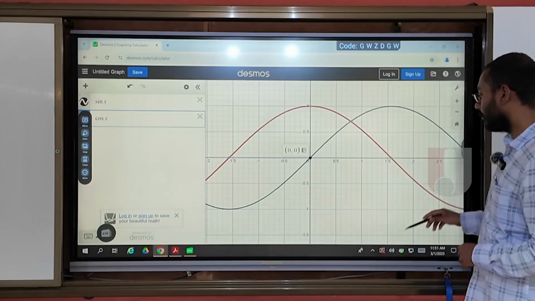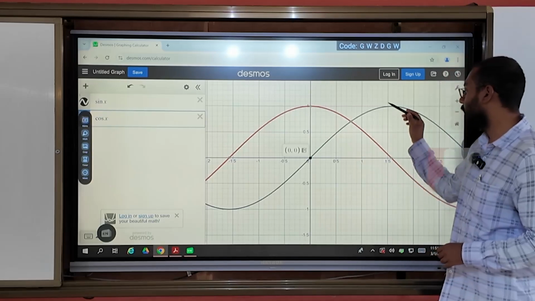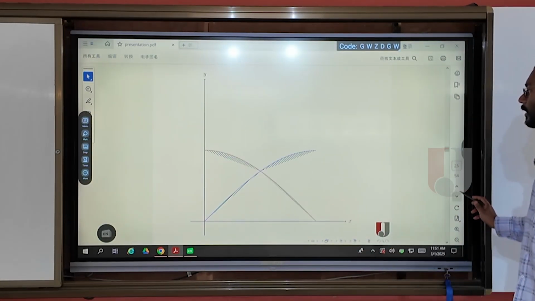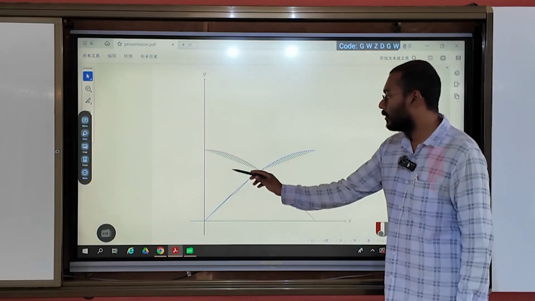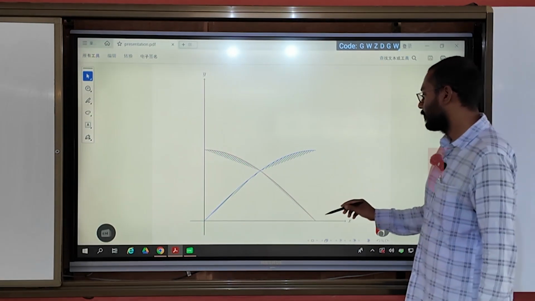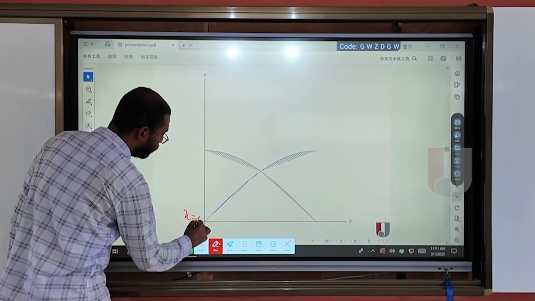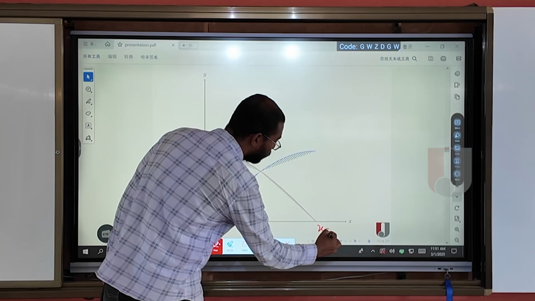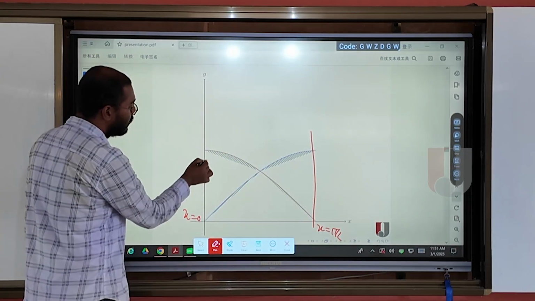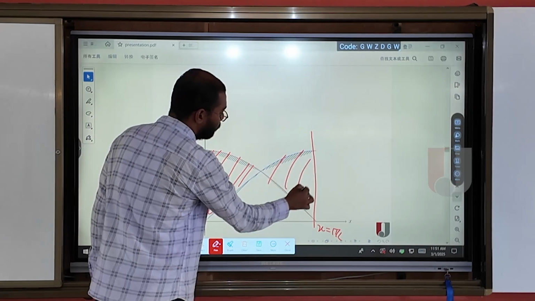Okay. So how to compute? There are two zones there. One zone is that portion, another zone is that portion. So what we are doing, first we understand the curve. So this is my curve. Okay. So that is the x equal to 0 line, and this is the x equal to pi by 2 line. We have to find out the area inside this zone and inside that zone.